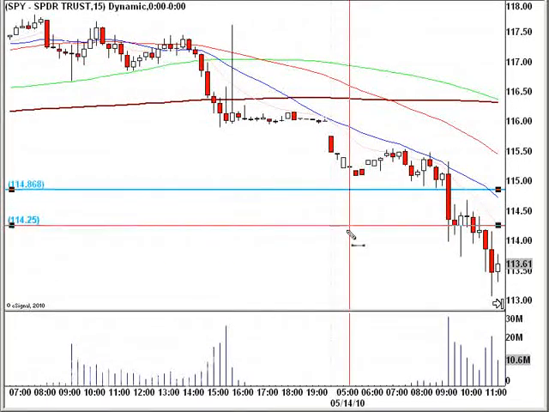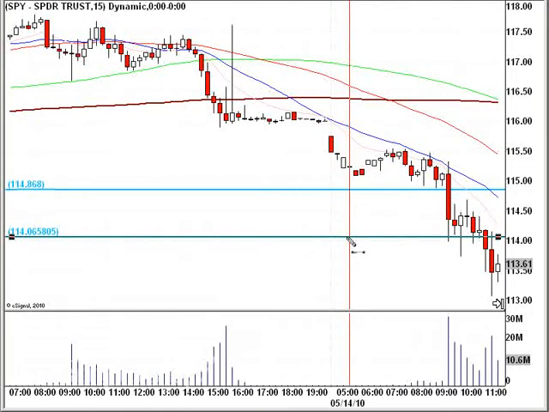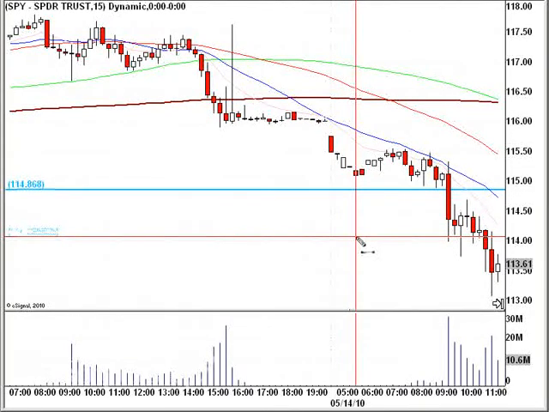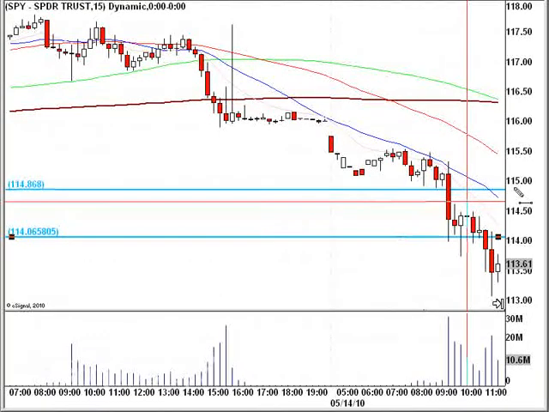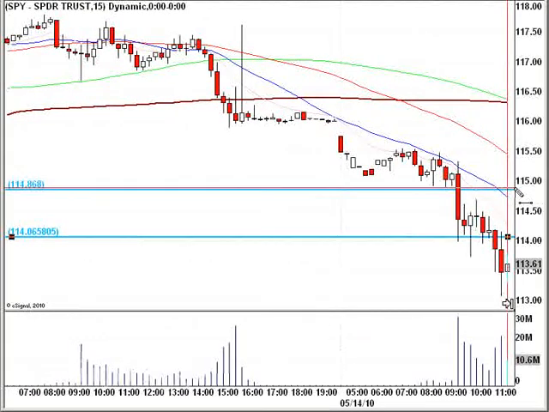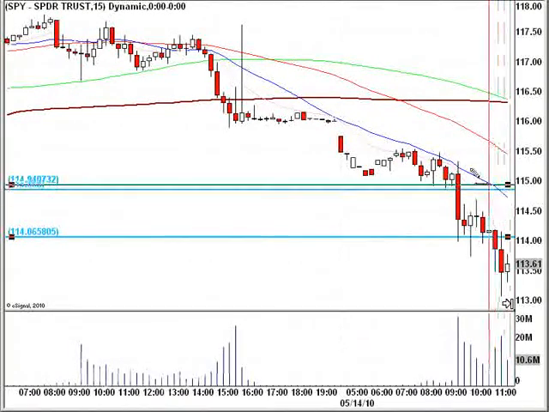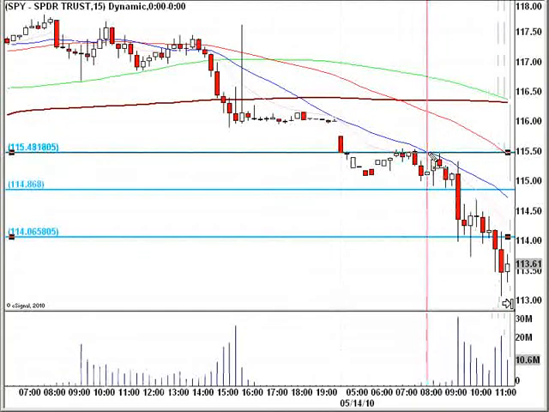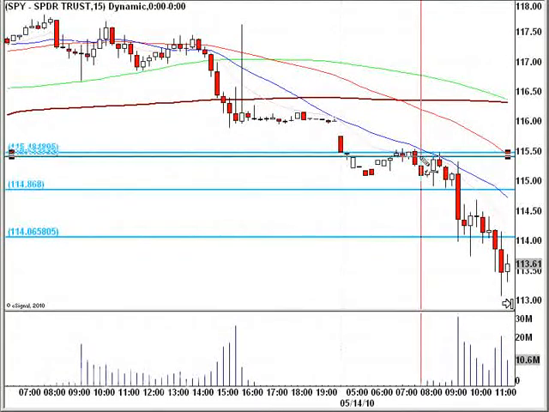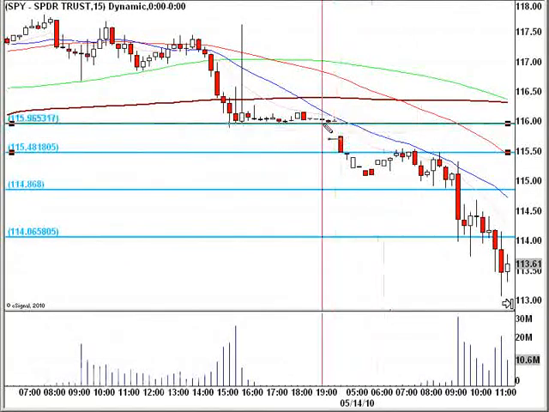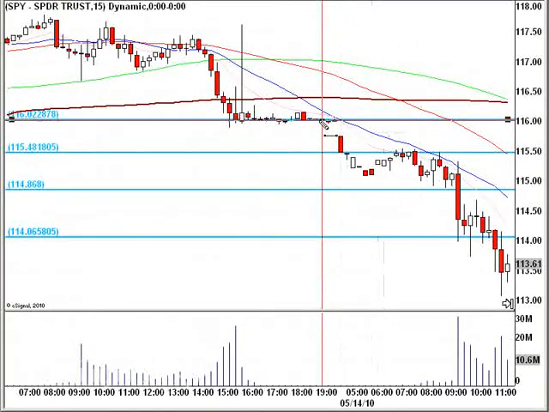Next logical place of support was around the 114 mark, which we actually tested very nicely, and have that in our camp. So with that in mind, resistance levels at 115.50. I like that idea. And also this gap fill at 116. So here we are looking at the round and half round numbers again. Pretty powerful concept.